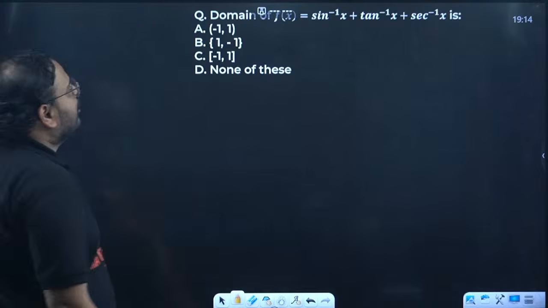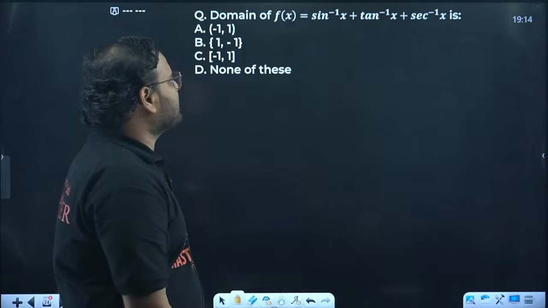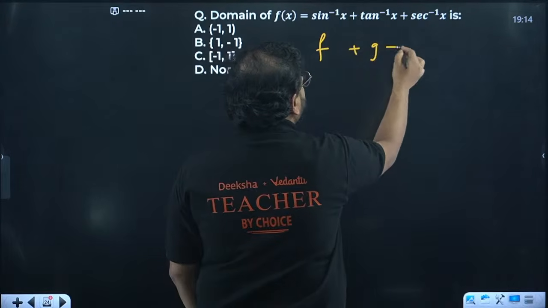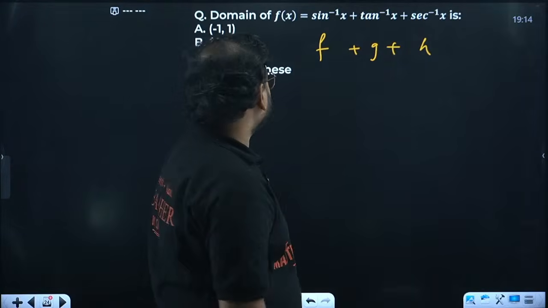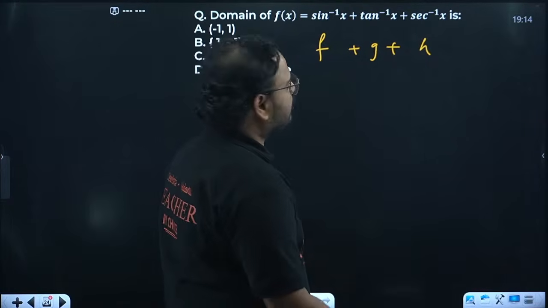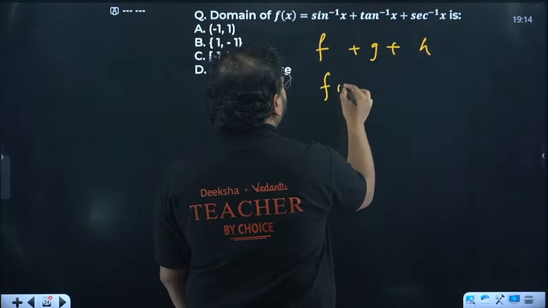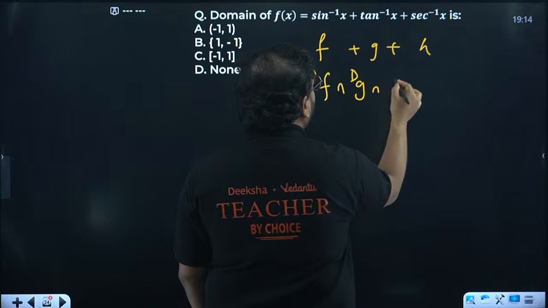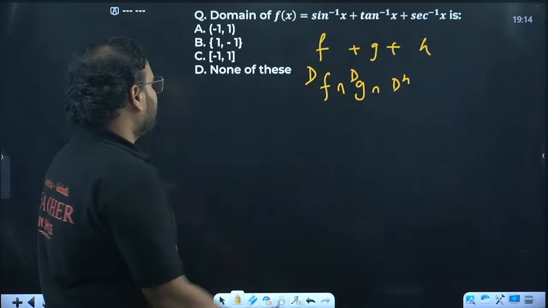Next. Domain of f(x) = sin inverse of x plus tan inverse of x plus sec inverse of x. Whenever you have a function f plus g plus h like that, and you try to find their domain, basically what you have to do is take the domain of f intersection domain of g intersection domain of h.